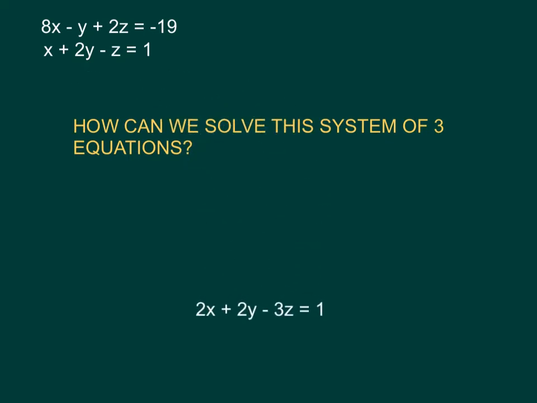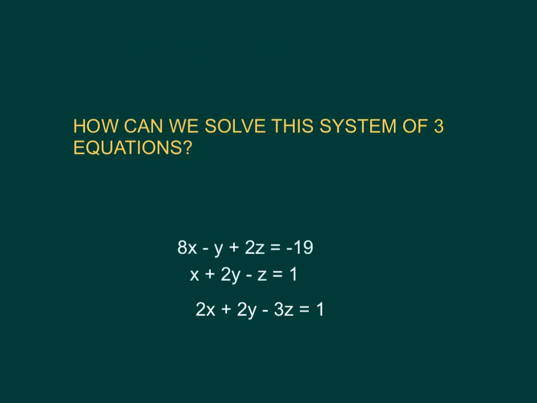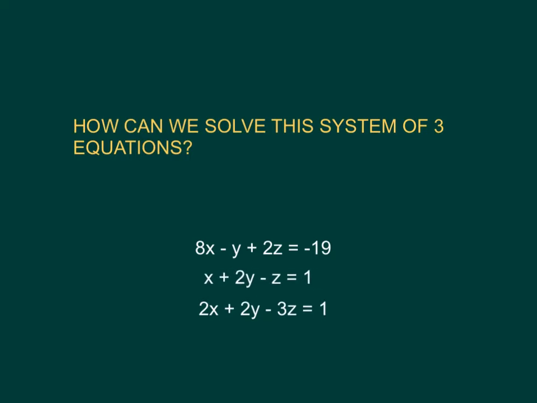We have 1, 2, 3 equations, and each equation has 3 variables. We have x, y, and z. And we need to find a way that we can systematically eliminate variables in order to determine what the variables are. So how do we do that?